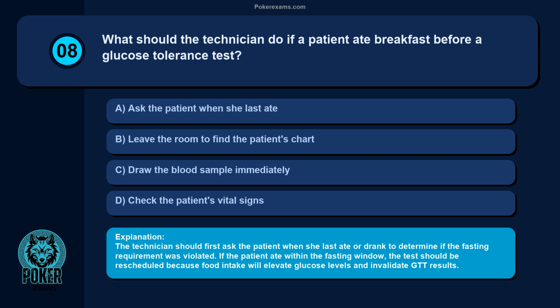The technician should first ask the patient when she last ate or drank to determine if the fasting requirement was violated. If the patient ate within the fasting window, the test should be rescheduled because food intake will elevate glucose levels and invalidate GTT results.